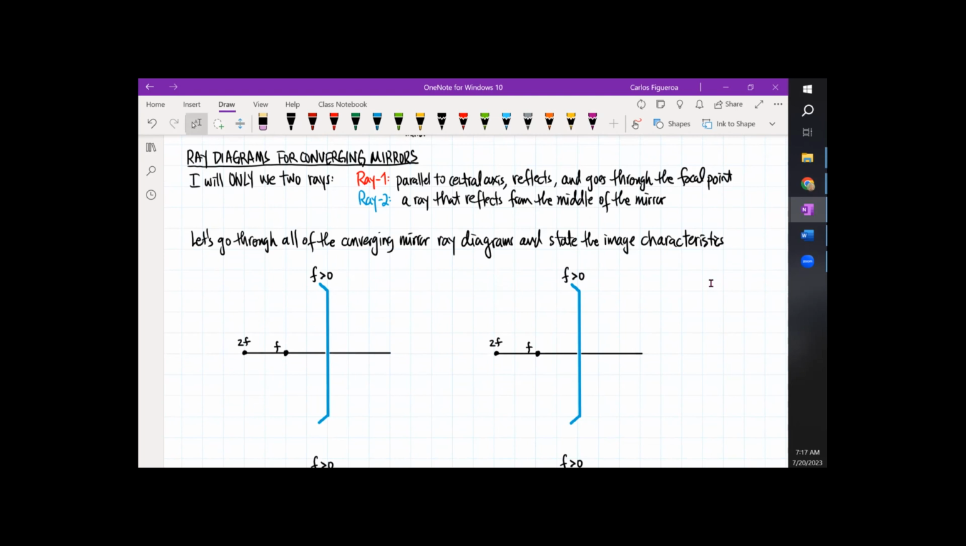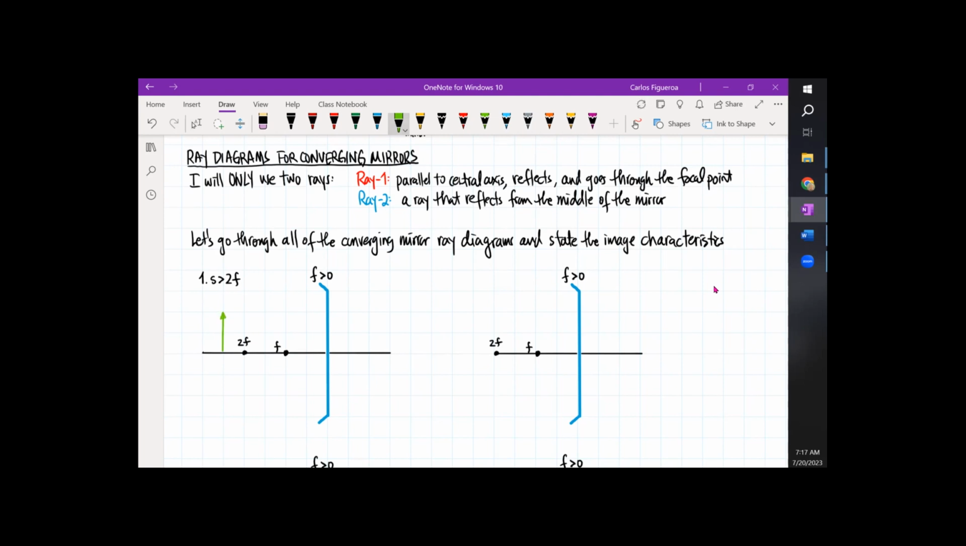This one I'm going to extend a little bit farther. And the reason why is that our first case is an object outside of 2F. So let's go do this. So here's my object right here.